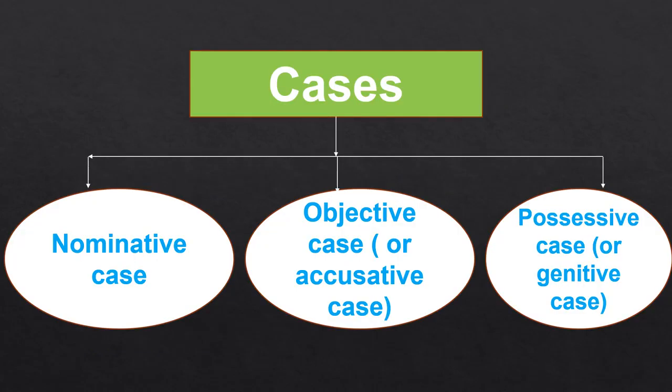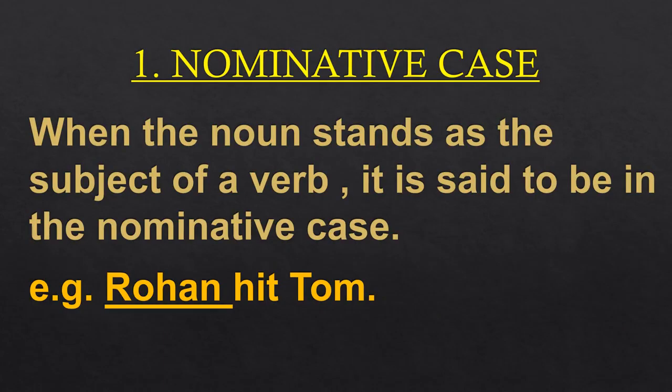There are three noun cases. Nominative case, objective case, also known as accusative case, and the third one is possessive case, which is also known as genitive case. Now we will learn them in detail. So the first case is nominative case.